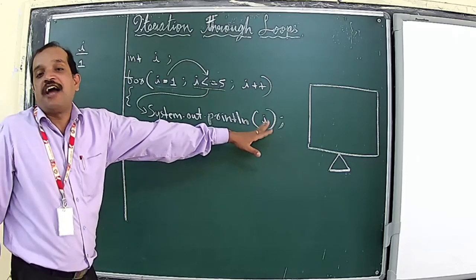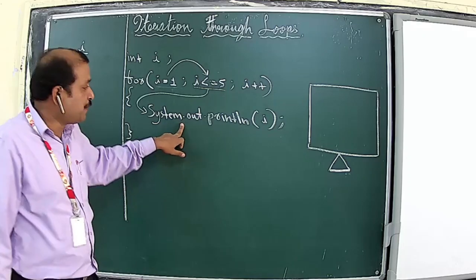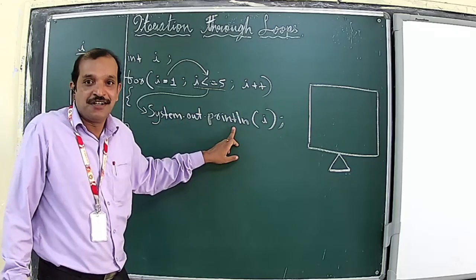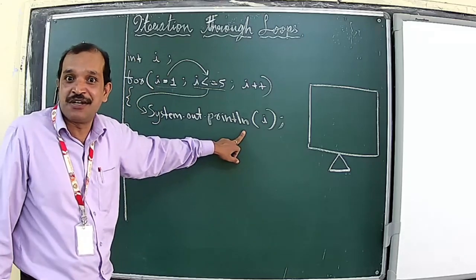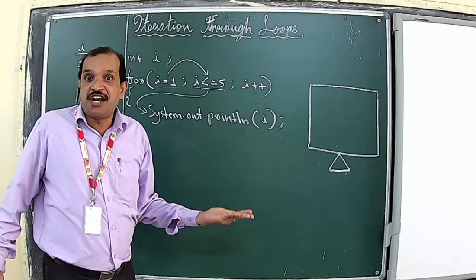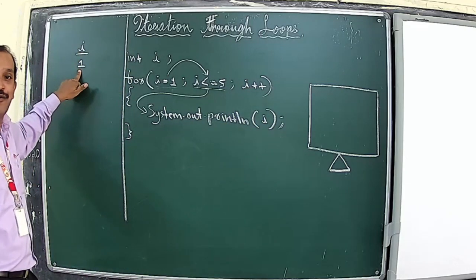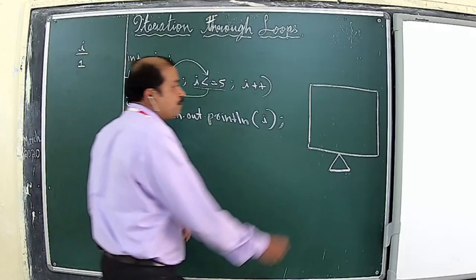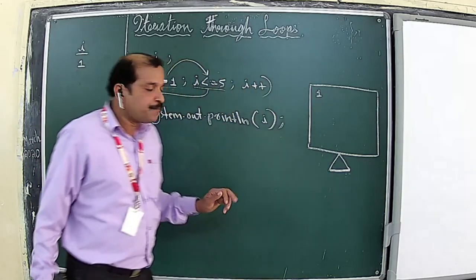System.out.println(i). You know what happens when this statement is executed. Definitely this is println, not a print. So you know the difference already between the print statement and the println statement. Each output will be printed on a separate line. So definitely now the value of i will be printed, and as you know, the value of i is 1 right now. So the first value will be printed on the monitor.